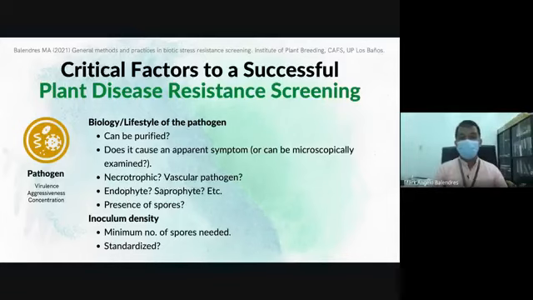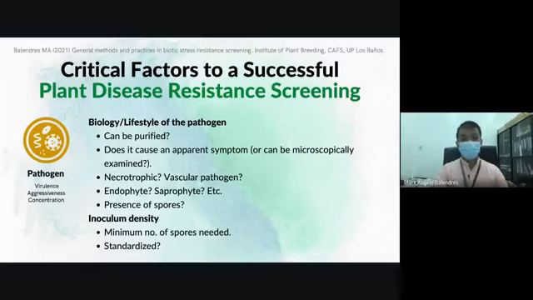Also, you need to know whether you can purify your pathogen. You cannot purify something if the pathogen doesn't really grow on culture media. So you need to check for this, and also whether they produce spores or not. This information needs to be considered.